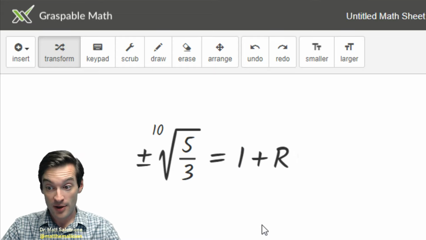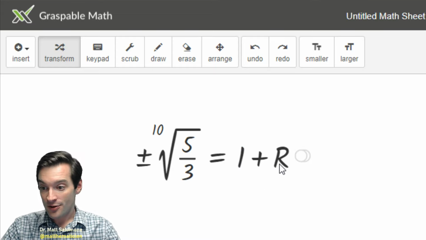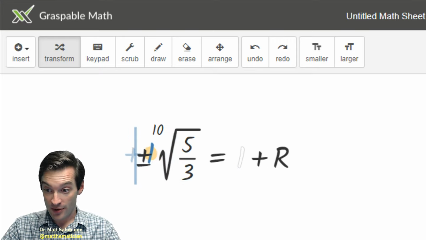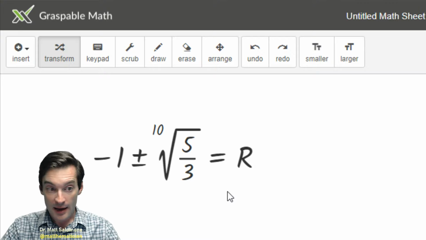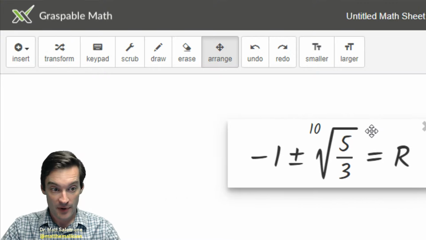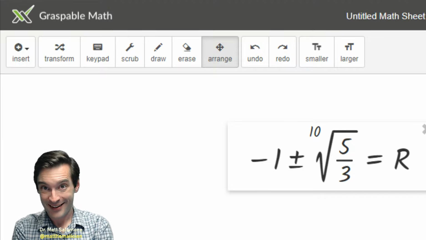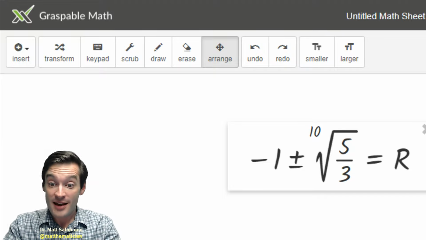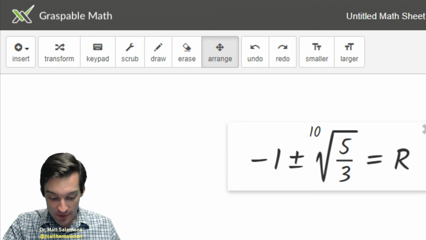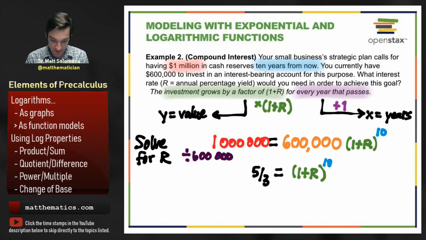Now I can get rid of my parentheses. And finally, to solve for my value of r, to get the r by itself, I'll just subtract this 1 from both sides. And here I have my value for r. Right? -1 plus or minus the 10th root of 5/3. Again, for a mathematician, that is a very satisfying answer. But for somebody who wants a number, and if you are working on a compound interest problem, it's very likely that you want a number at the end of this process.